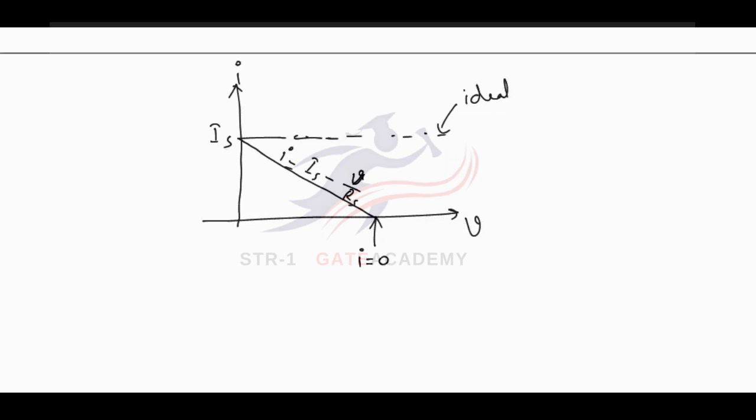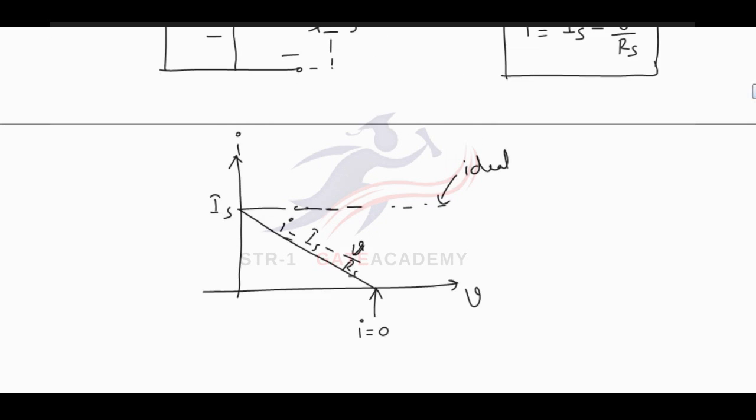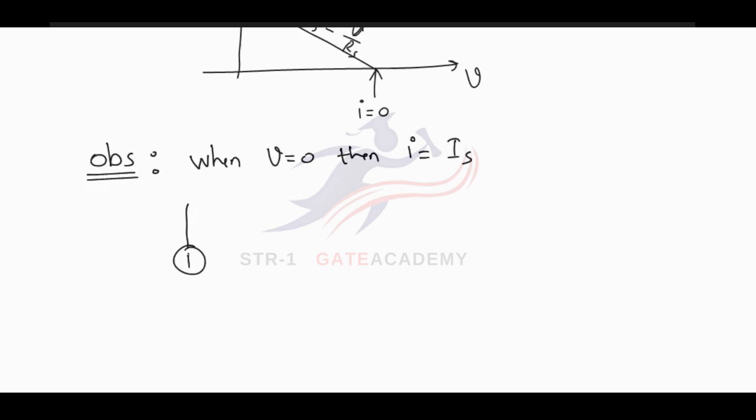Now again we will make one more observation over here. So let me consider one more observation. When V is equals to 0, that is the load voltage is 0, in that case I'll get the load current is equals to the source current. Now V is 0 when the load is short circuited. So let me draw the diagram again.